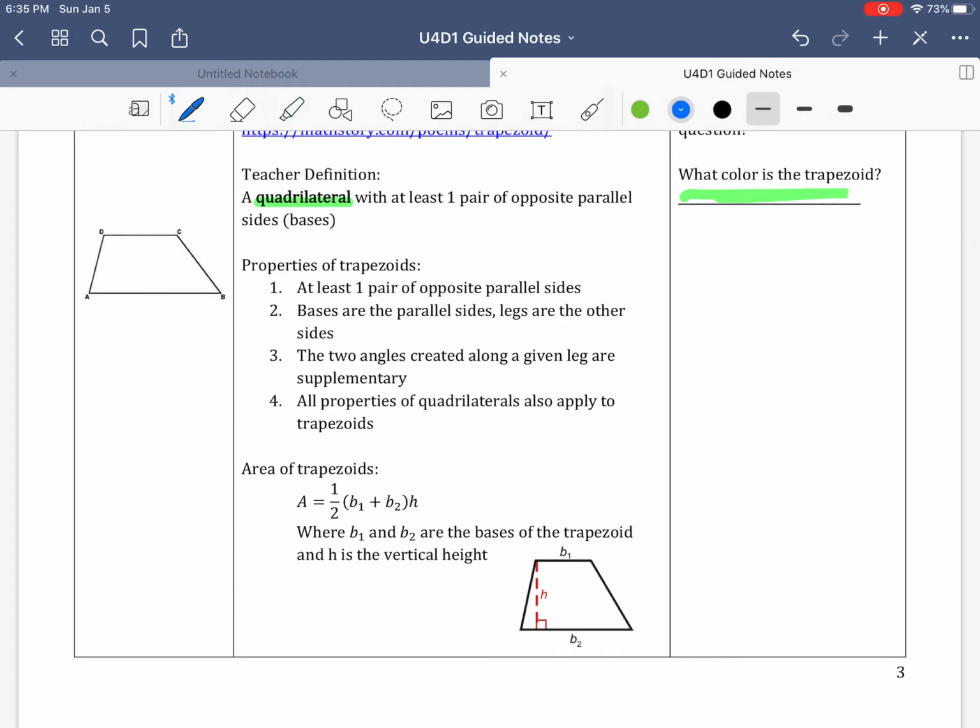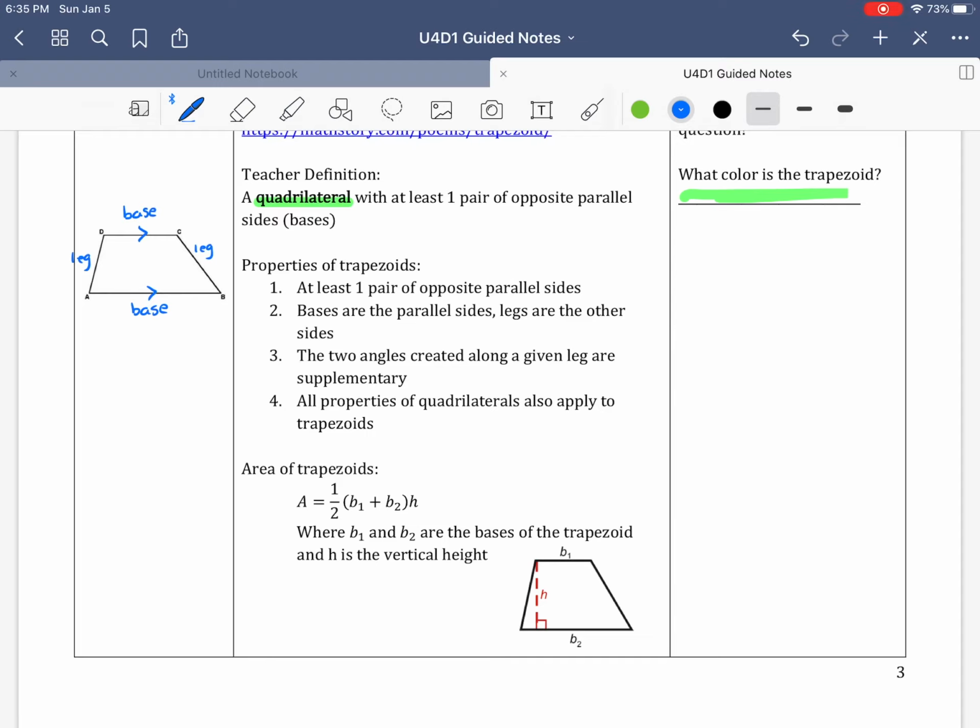The properties that we associate with trapezoids is, first, that it has at least one pair of opposite parallel sides. And to show that, we again use our little parallel symbols. Property number 2, bases are the parallel sides, legs are the other sides. So here, this side would be a base, this side would be a base. That makes this a leg, and this side a leg.